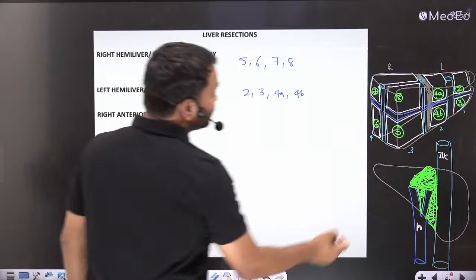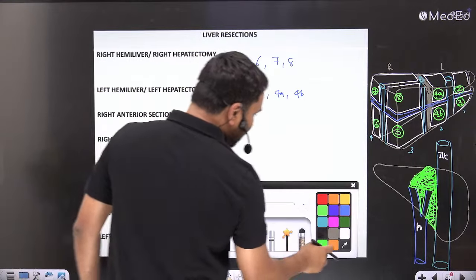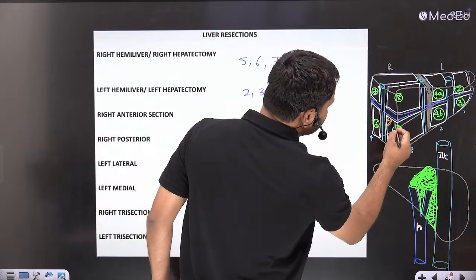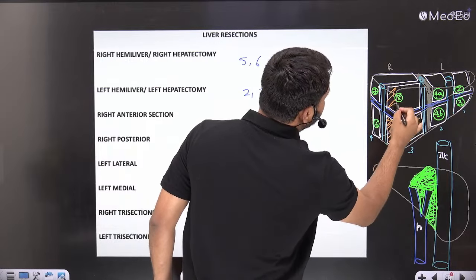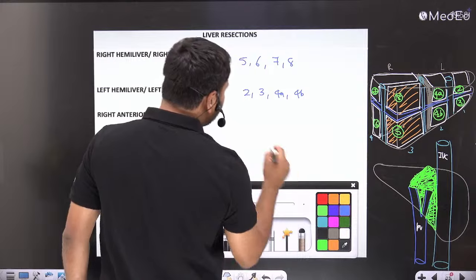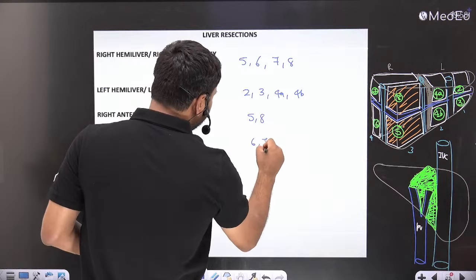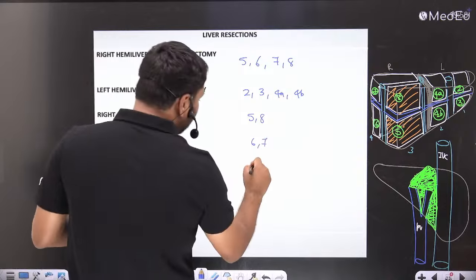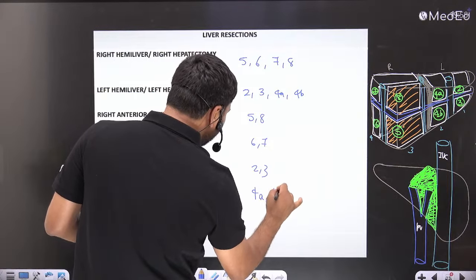Right anterior section. This is the right anterior. In the right anterior section, you see this is your anterior segment that is present. So what are you going to remove? Right anterior, I'll remove 5 and 8. Right posterior, 6 and 7. Left lateral, 2, 3. Left medial, 4A and 4B.